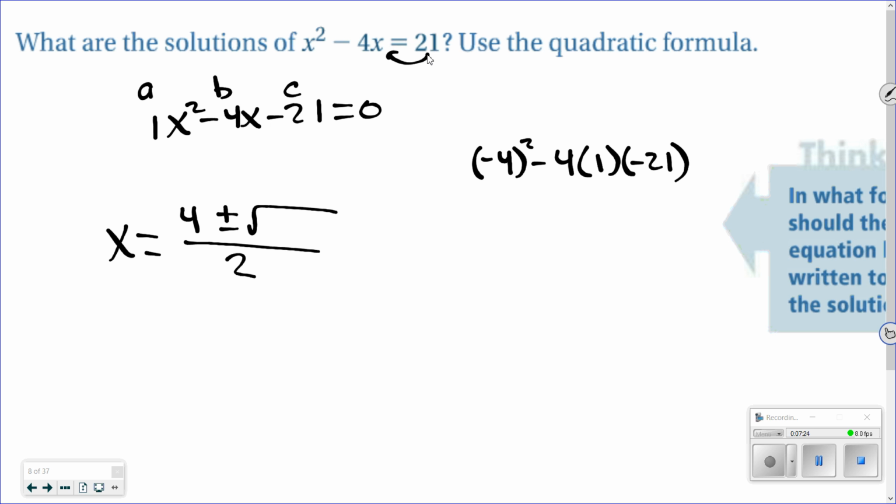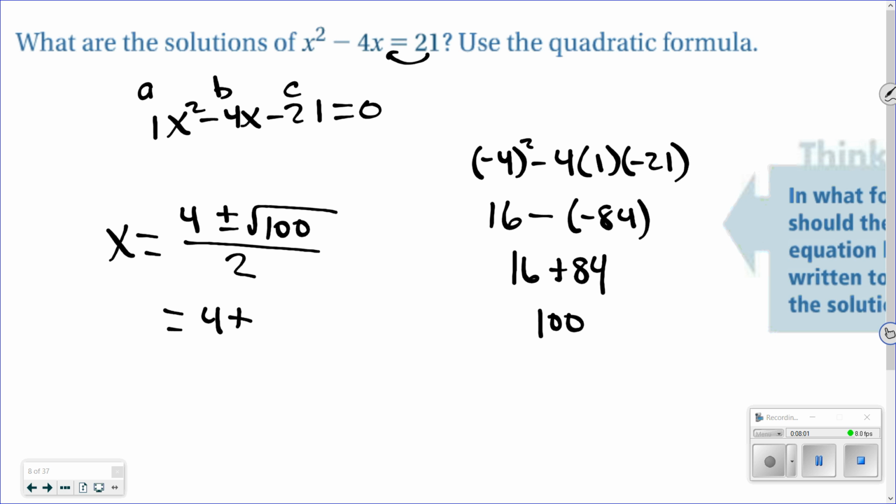Okay, so option number 1 is you plug that whole thing in your calculator just as it is, making sure the negative 4 is in parentheses. Option number 2 is you work it out by hand. So negative 4 squared, negative 4 times negative 4, is a positive 16, minus 4 times 1 is 4. 4 times a negative 21 is a negative 84. When you minus a negative, it changes to a plus. You add those together, we get 100 right there. Keep simplifying. It'd be 4 plus or minus the square root of 100, which is 10.